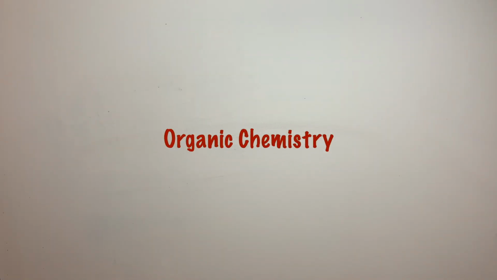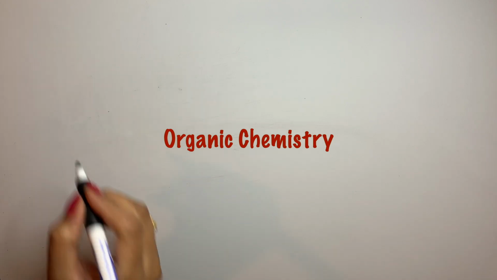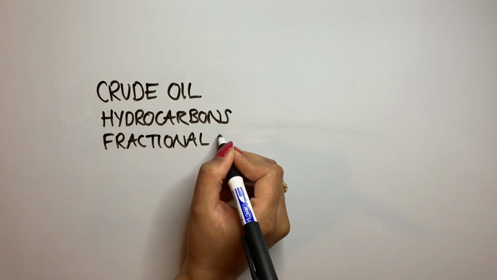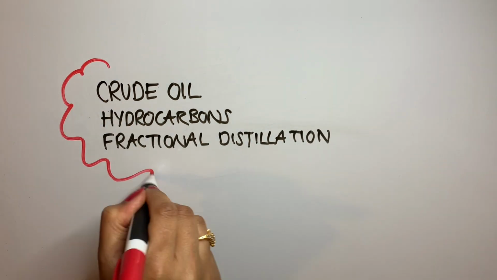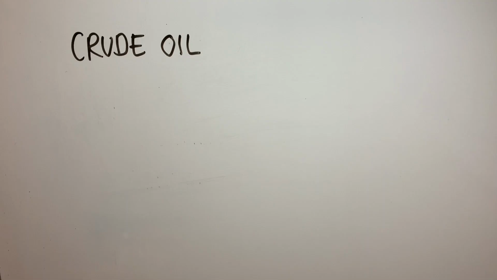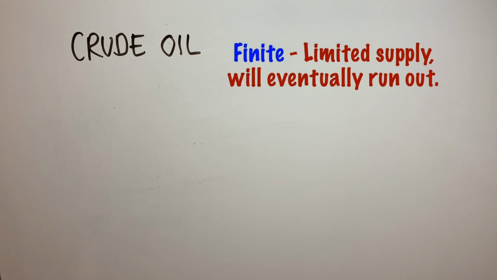In this lesson we're going to be looking at organic chemistry, which includes crude oil, hydrocarbons and fractional distillation. Firstly, let's consider crude oil.